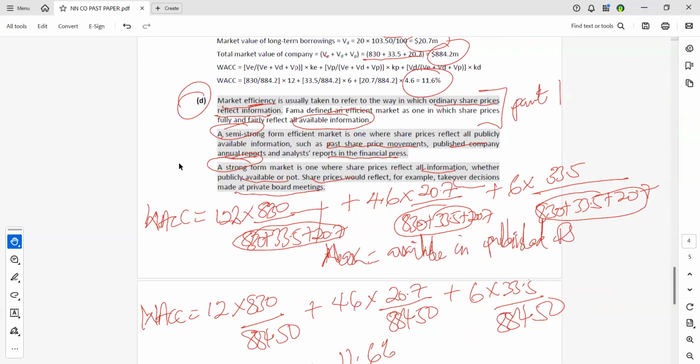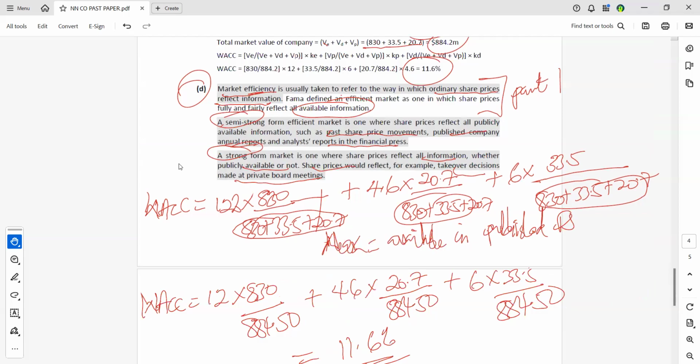That's weak form. Then when it comes to semi-strong, it comprises the weak form, which is the available published financial statements, plus analyst financial reports. Then the semi-strong comprises the available published information, analyst report, plus insider information.